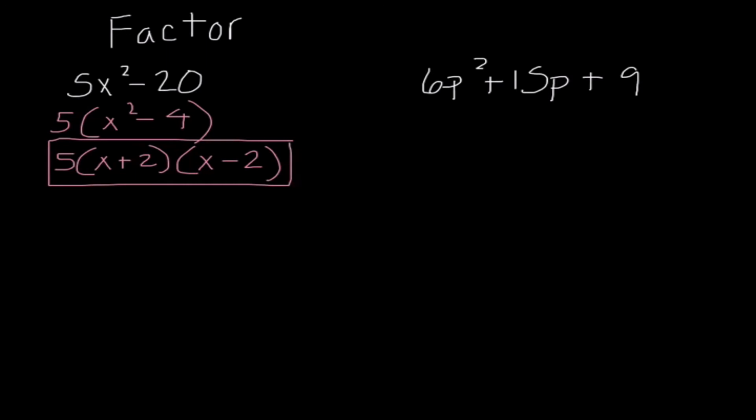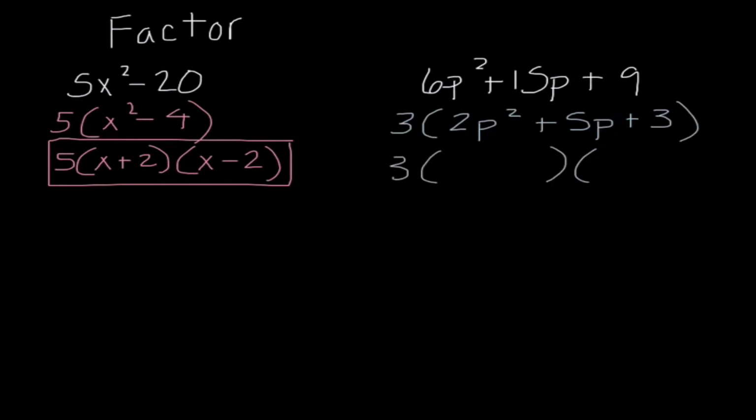Secondly, 6p squared plus 15p plus 9. Once again, I notice that I have a GCF of 3. So I'm left with 2p squared plus 5p plus 3. Now this doesn't fit a pattern, but I'm going to just check, does it fit opposite of FOIL in some way?